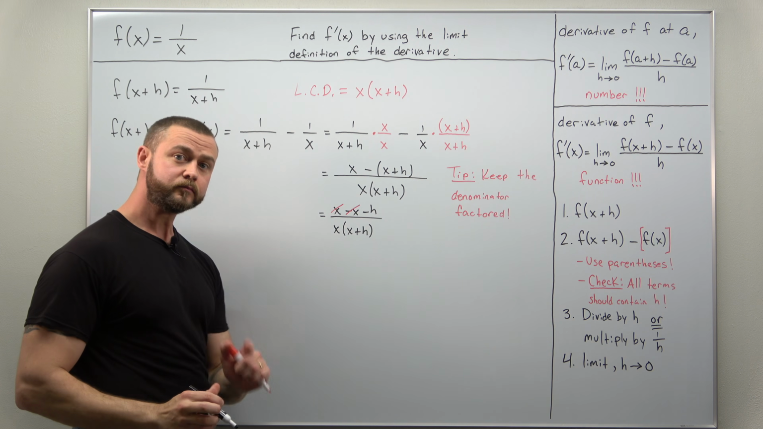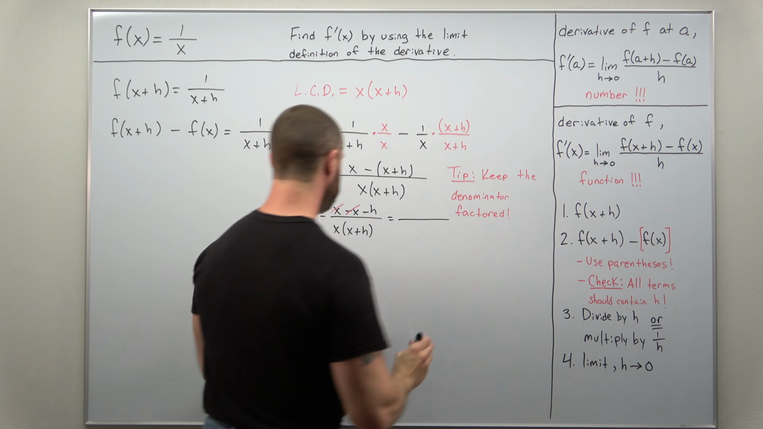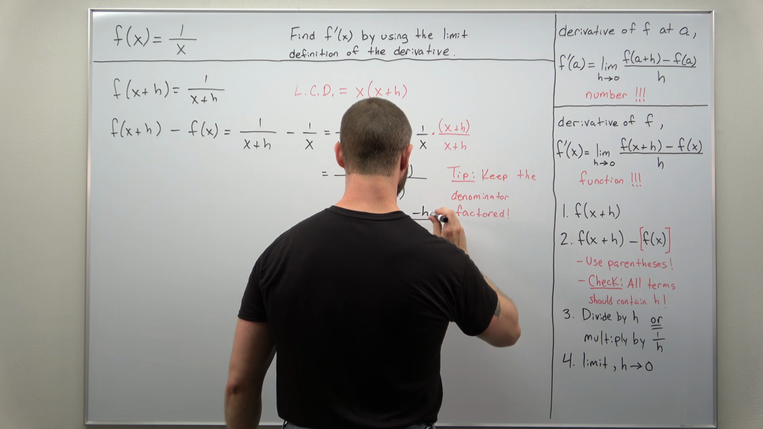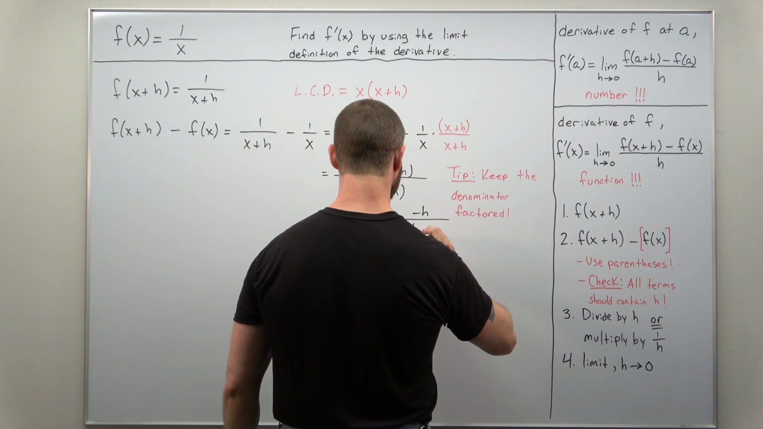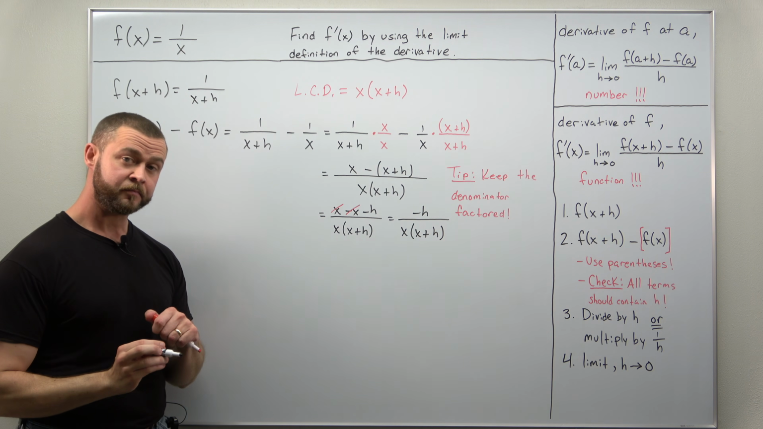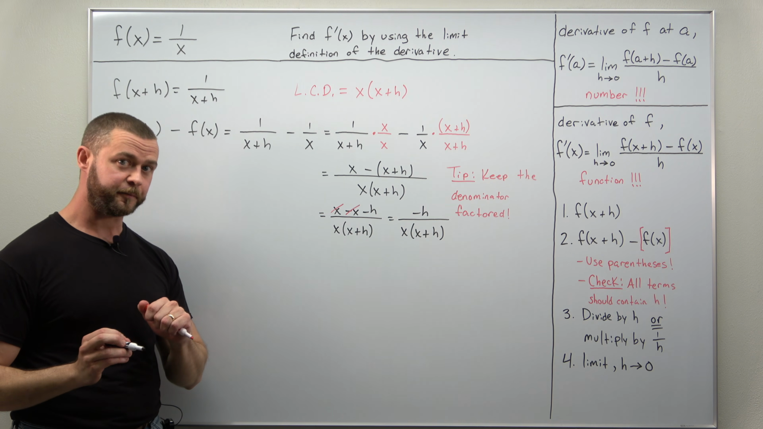x's there, and what you're left with in that numerator is minus h divided by x times x plus h. And that is most of the work for this problem.